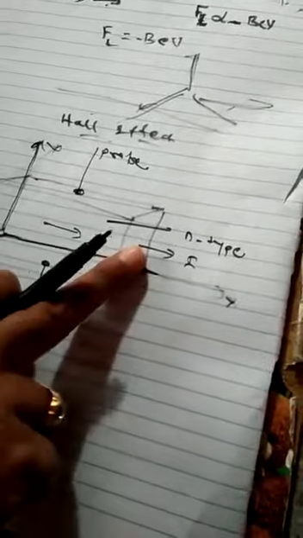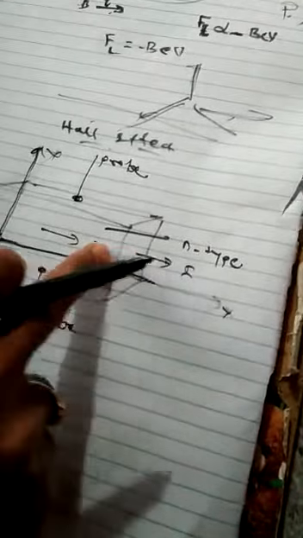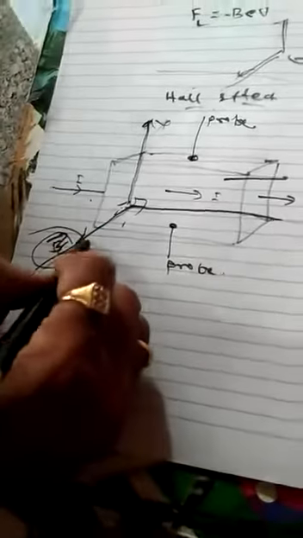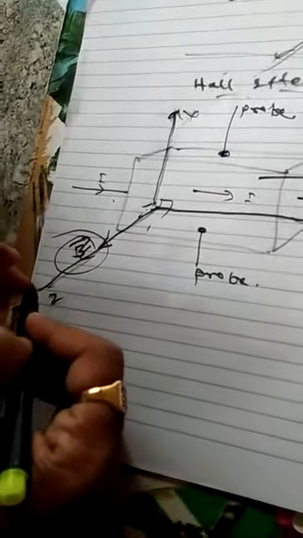Once again, we will clear it. When a material in which current is flowing is subjected to a magnetic field acting at right angles to the direction of the current, an electric field is induced across the material in a direction perpendicular to both the direction of the electric field and the magnetic field. This phenomenon is known as the Hall effect.